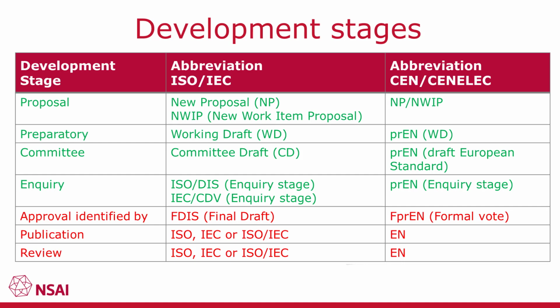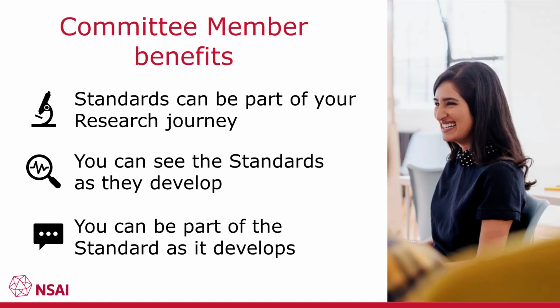A new work item proposal can be submitted by a committee member and requires a minimum of 5 committee members to support the proposal. A working draft is developed by the experts in the group. A committee draft is then shared with the main committee experts who vote to approve or comment. At the inquiry stage, a draft is provided for public comment and technical comments are accepted. There can be more than one inquiry vote depending on the level of consensus. Only editorial comments are considered at the final draft or formal vote stage. Following the publication of the standard, a review is taken every 5 years when the standard can be confirmed, withdrawn or revised. Next slide.